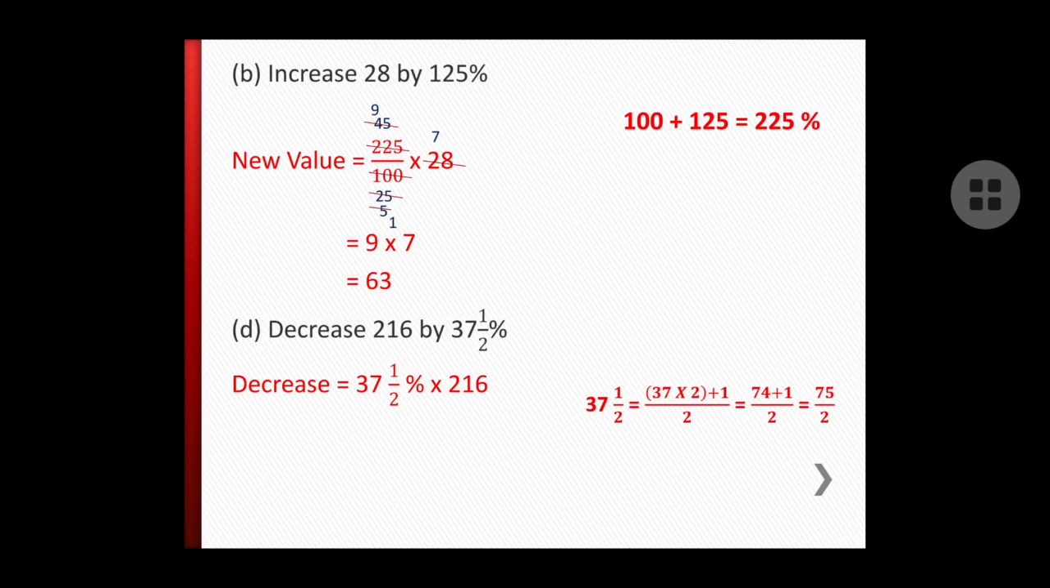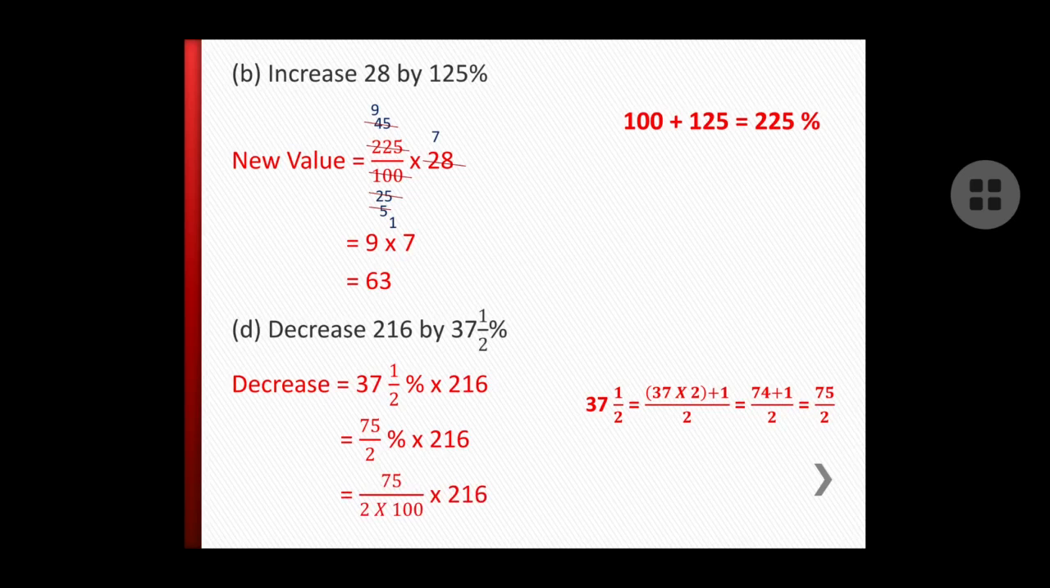Yes, 37 1 by 2 is 37 into 2 plus 1. 37 into 2 is 74. 74 plus 1, 75 by 2 percentage. Okay, 75 by 2 percentage of 216. What is 75 by 2 percentage? If it is 10 percentage or 20 percentage, you have to divide it by 100. So when you divide this by 100, that 100 will come into the denominator.